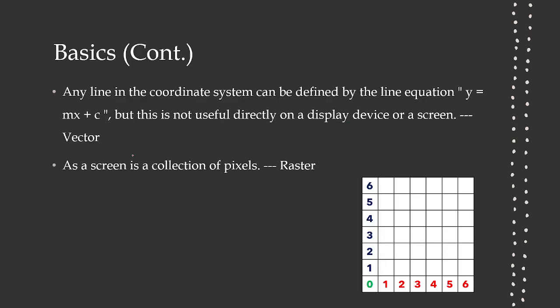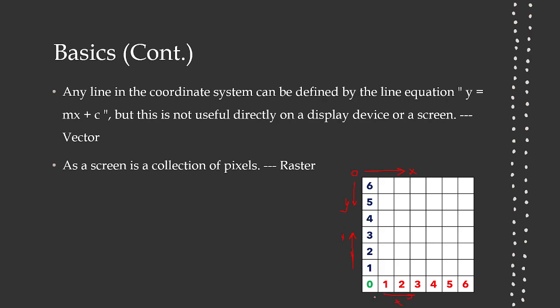Moving ahead, any line in the coordinate system can be defined by the line equation y is equal to mx plus c. That's known. But this is not useful directly on a display device or a screen. Now, first things first, your screen. This is your screen. Your screen is made up of a collection of pixels, you could say. Basically the computer has the origin right here, takes this as x-axis and this as the y-axis.